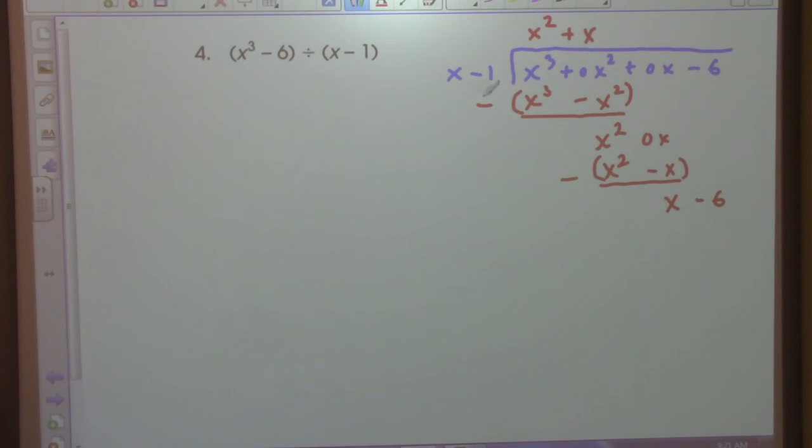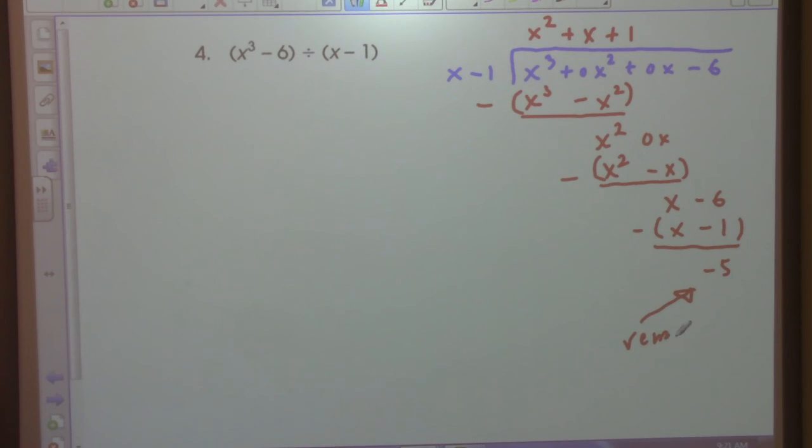And so what's x divided by x? 1. Plus 1. 1 times x is x. 1 times negative 1 is negative 1. And then we're going to subtract out here. We'll get negative 5, right? So that is our remainder.